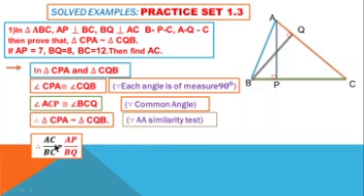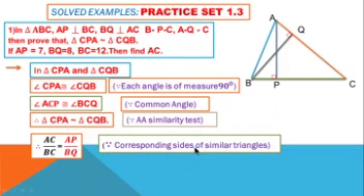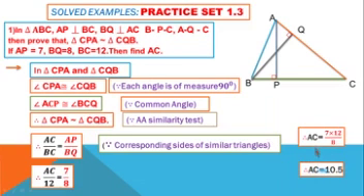Therefore AC divided by BC is equal to AP divided by BQ, corresponding sides of similar triangles. Now putting the values of BC, AP and BQ, AC divided by 12 is equal to 7 divided by 8. Therefore AC is equal to 7 multiplied by 12 divided by 8. Therefore AC is equal to 10.5.